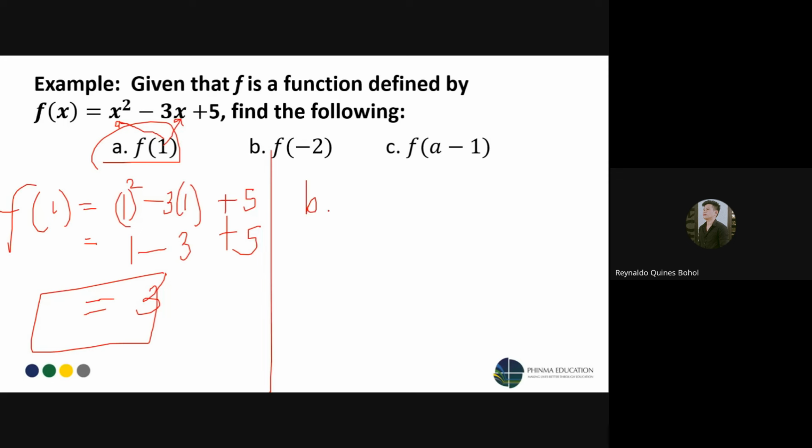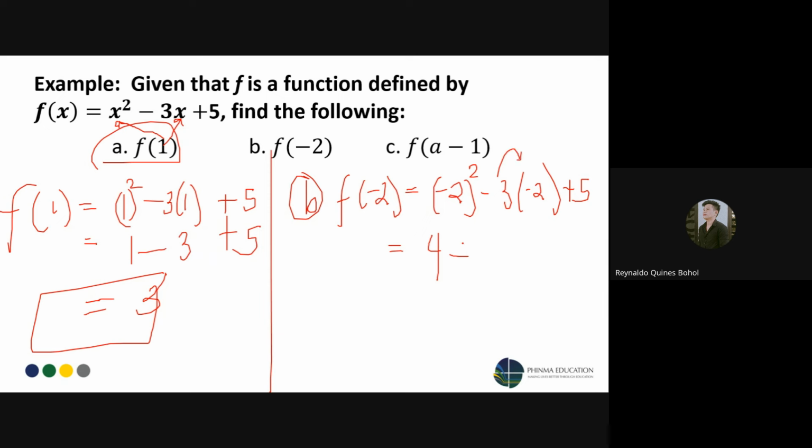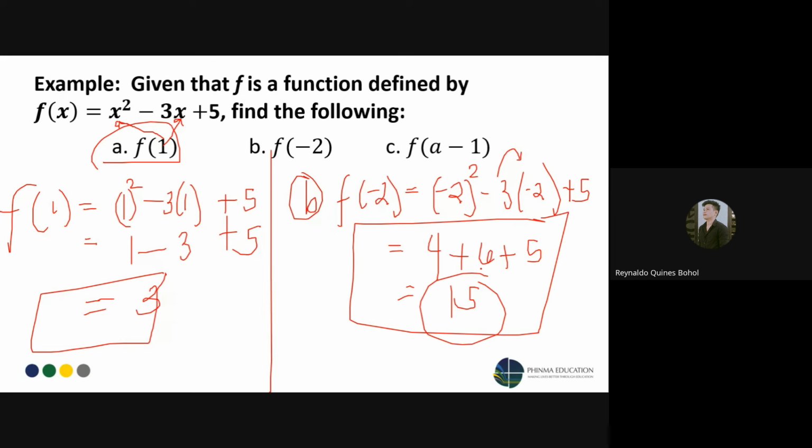Next, for letter B. B is f of negative 2. Direct solving na ako dito. Gumamit ako ng parenthesis, negative 2. So nag-substitute ako. Minus 3, negative 2 plus 5. So negative 2 squared is 4 since the first term has parenthesis. That's why the answer is positive 4. And negative 3 times negative 2 is positive 6 plus 5. The answer here in letter B is 15.